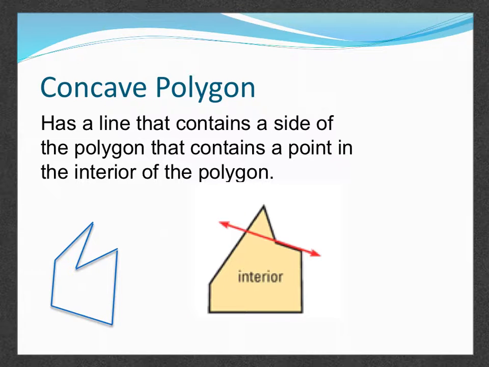Or not convex. Concave means that the lines would extend inside your polygon. So it has a line that contains a side of the polygon that contains a point in the interior of the polygon. This time if I were to extend any side, so if I extend this side, one does not go through the center of my polygon, but the other one does. So that one would and that one would. As soon as you've got one that does, it is now concave. So think it's like caved in. There's like a little piece of it that's caved in or missing.